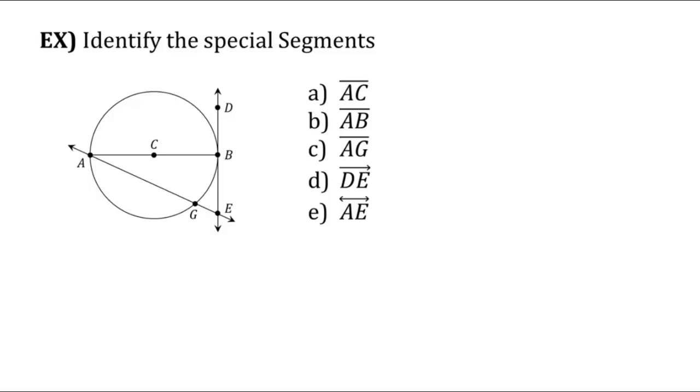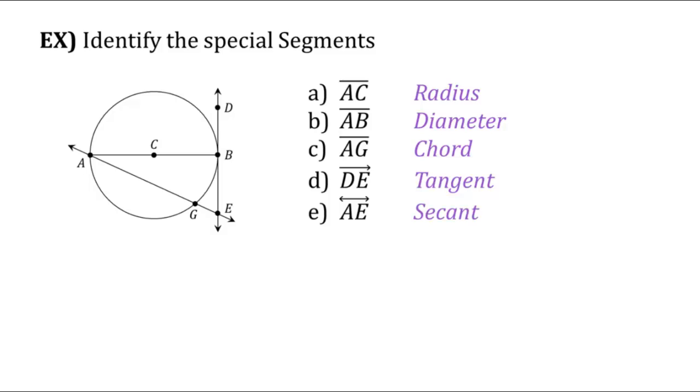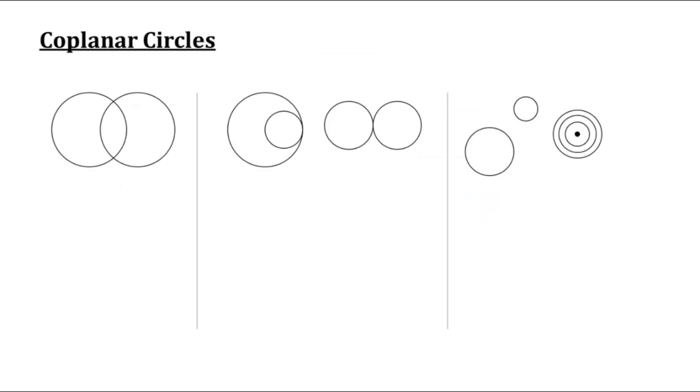Alright, so the first one, AC, was not on my list from earlier, but everyone should know that that was a radius. AB was a diameter. AG was a chord. AG is a chord because there's no arrows on the line above AG, so it's just a segment, and its endpoints are on the circle. DE is a tangent because it only touches at point B. And AE is a secant because it's a line that goes through the circle and touches at 2 points.